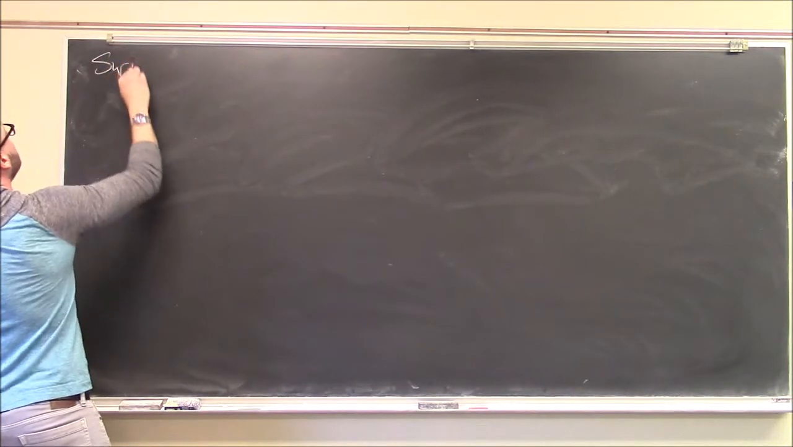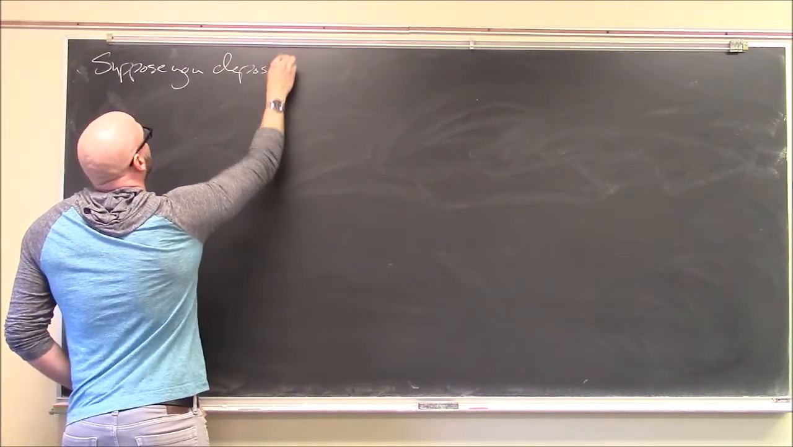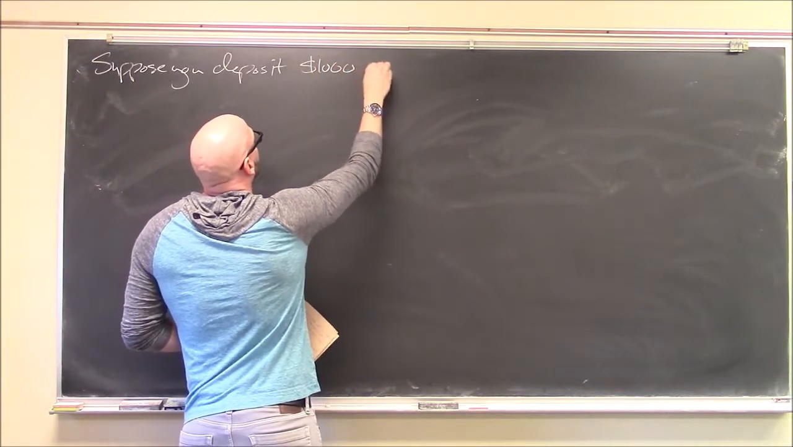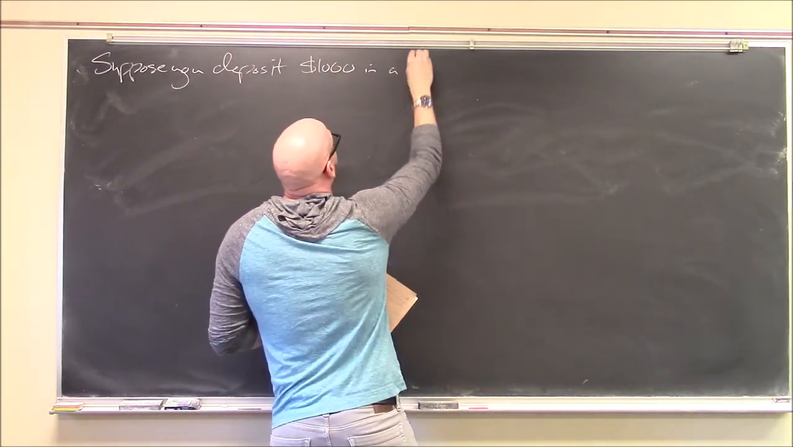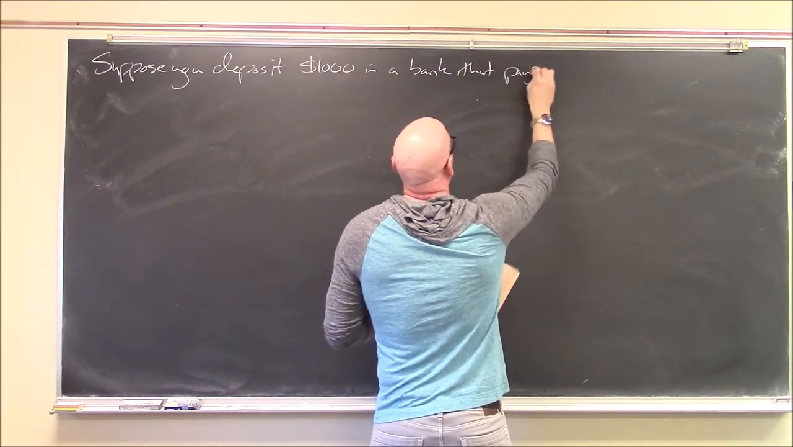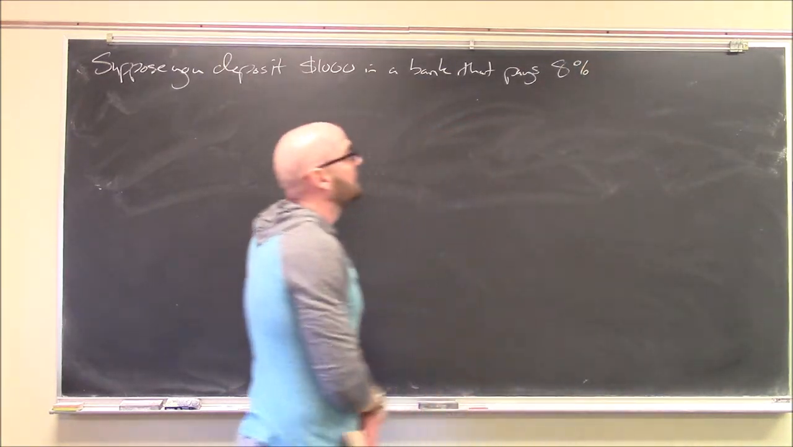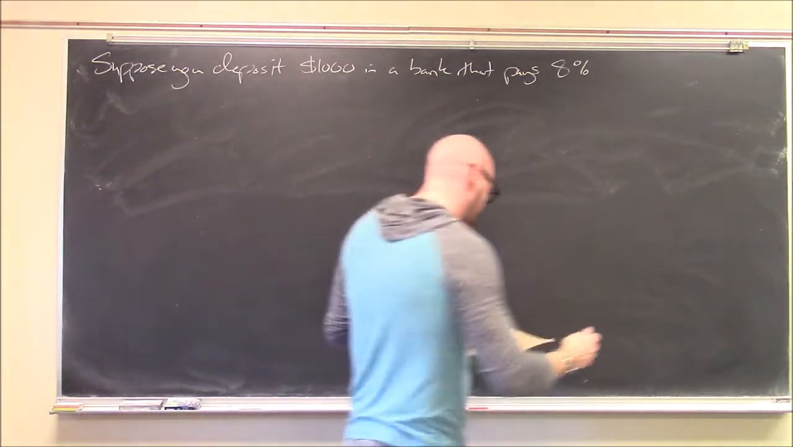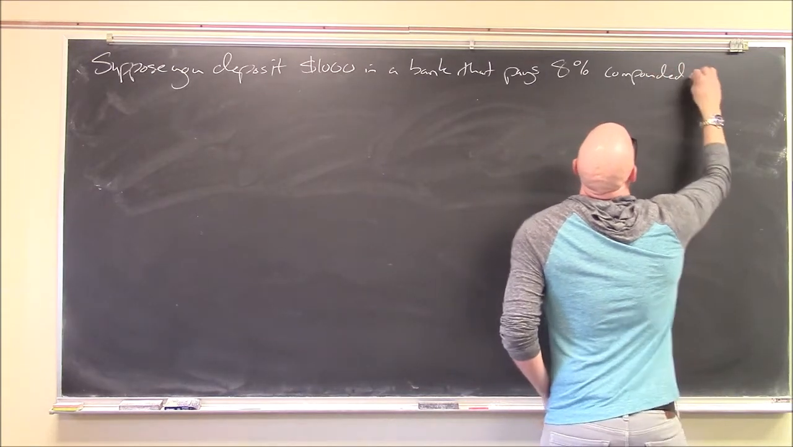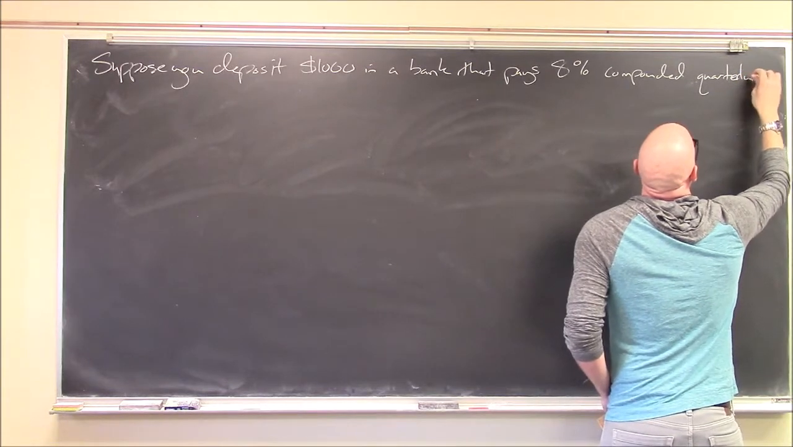So suppose you deposit, we'll keep the numbers nice and simple here, suppose you deposit $1,000 in a bank account that pays 8%. So the annual rate is 8% and it's compounded quarterly. This is quite a nice account. Compounded quarterly.